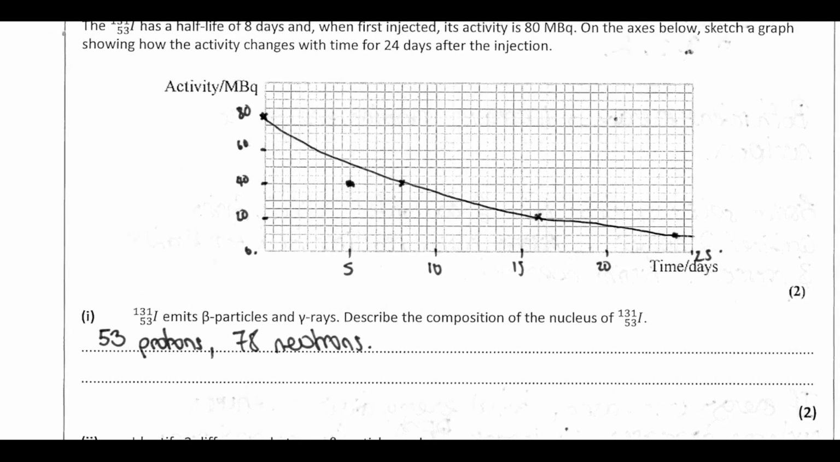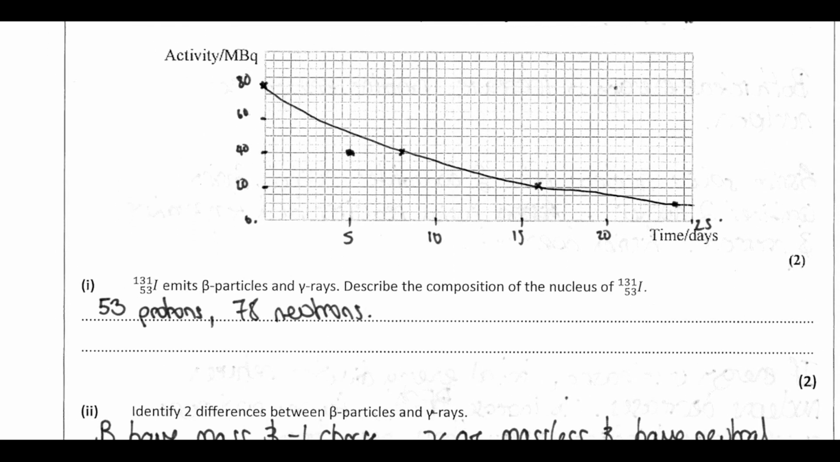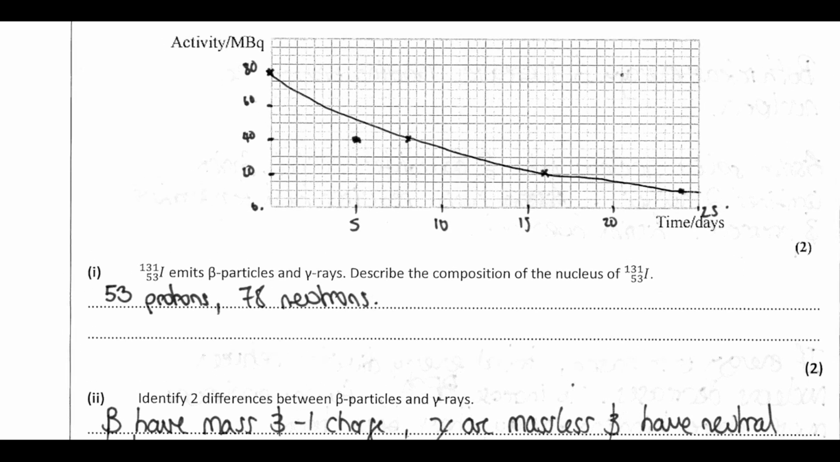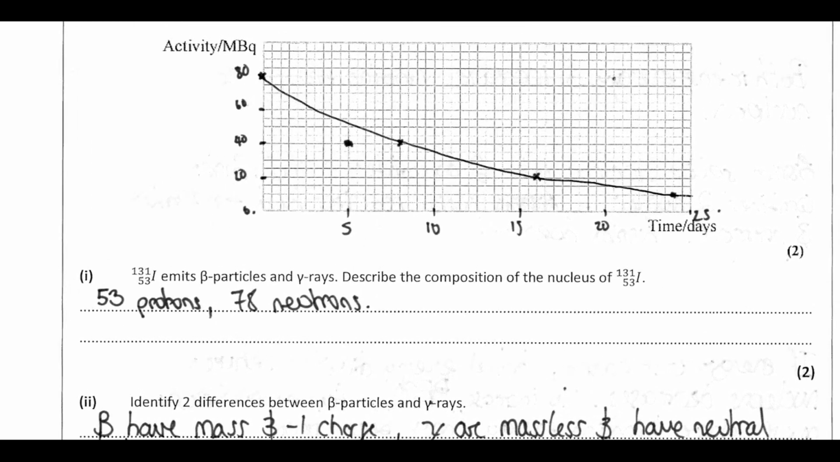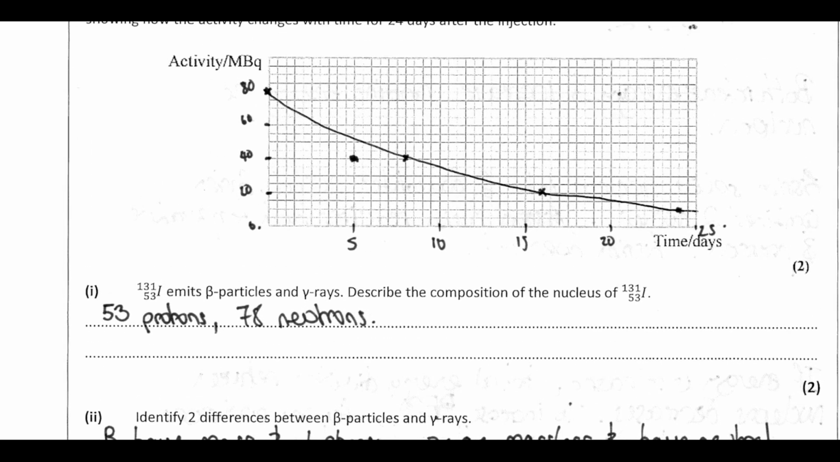Okay, so then looking at this specific isotope, it emits beta particles and gamma rays. Describe the composition of the nucleus. So what that means is how many of each nucleon are there. From the atomic number, which we can see on the bottom here, we know there are 53 protons, and this number on the top line, the mass number, also tells us how many nucleons there are. So 131 minus 53 tells us there are 78 neutrons, and that's where the 2 marks come from for this question.